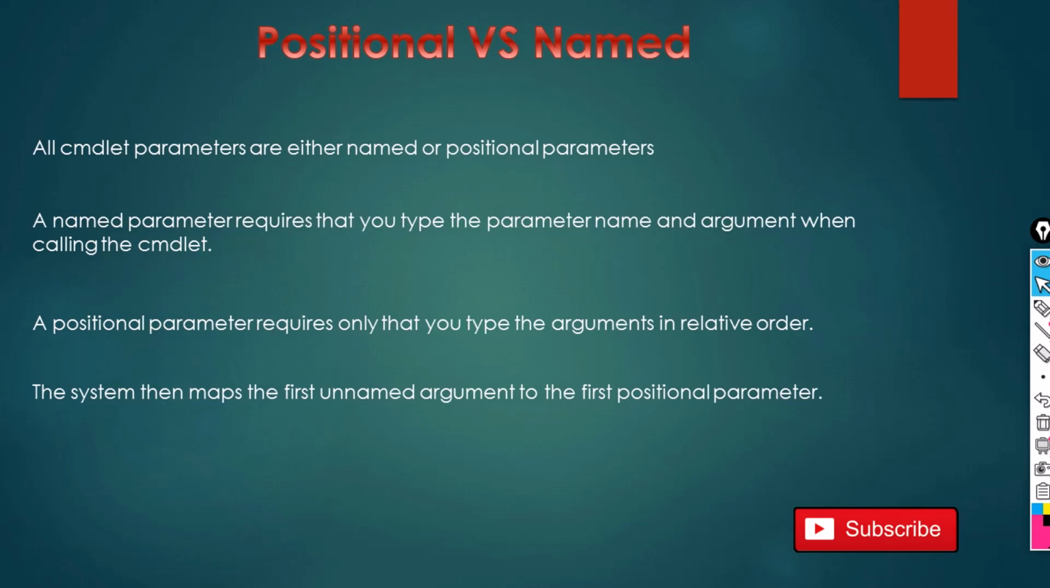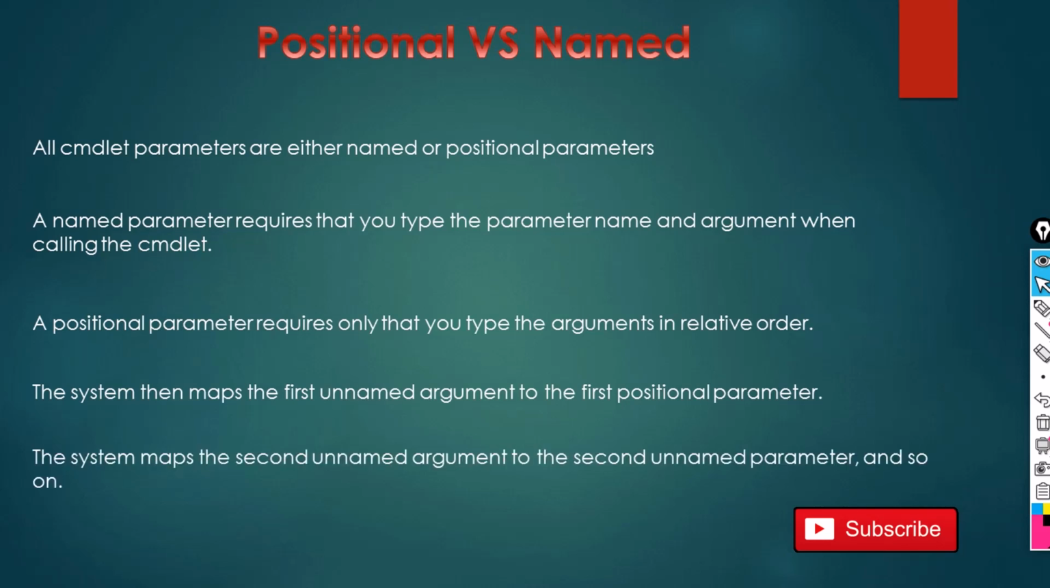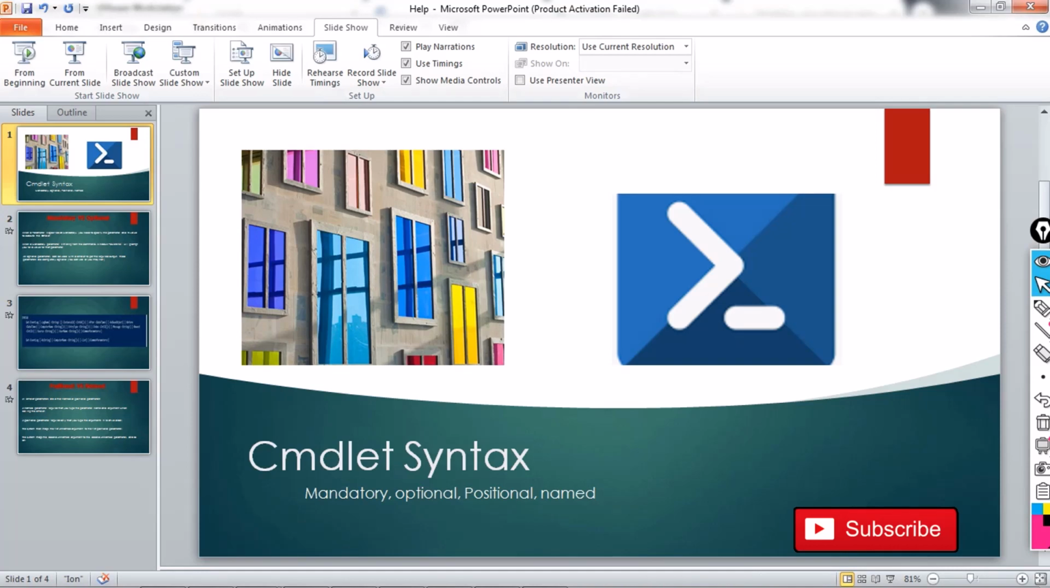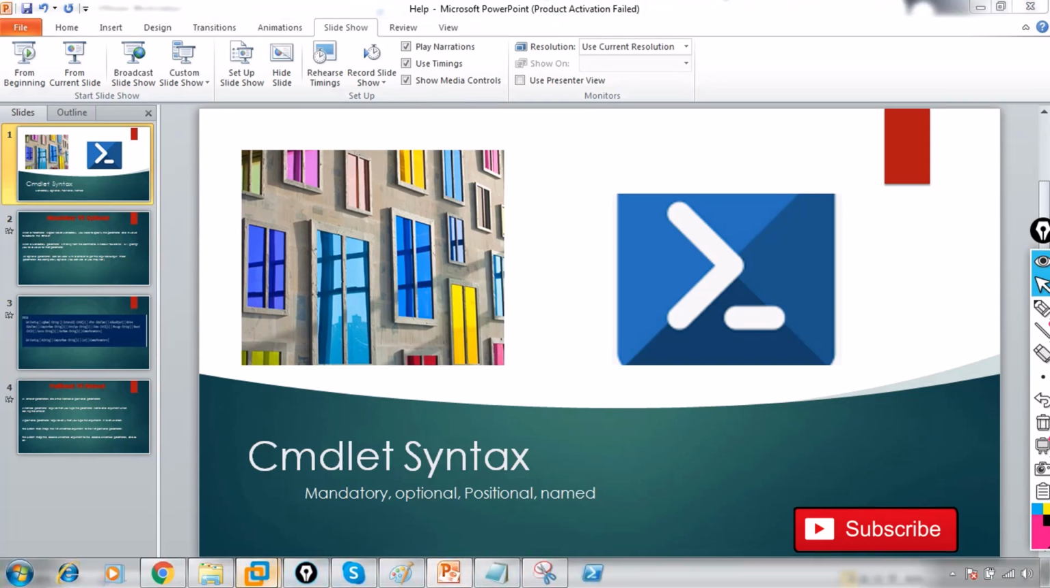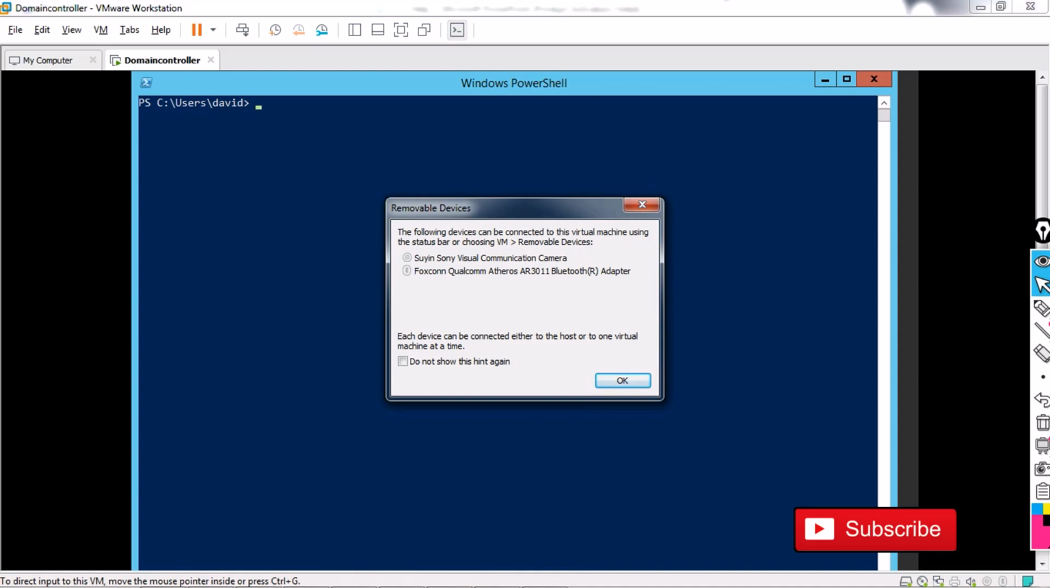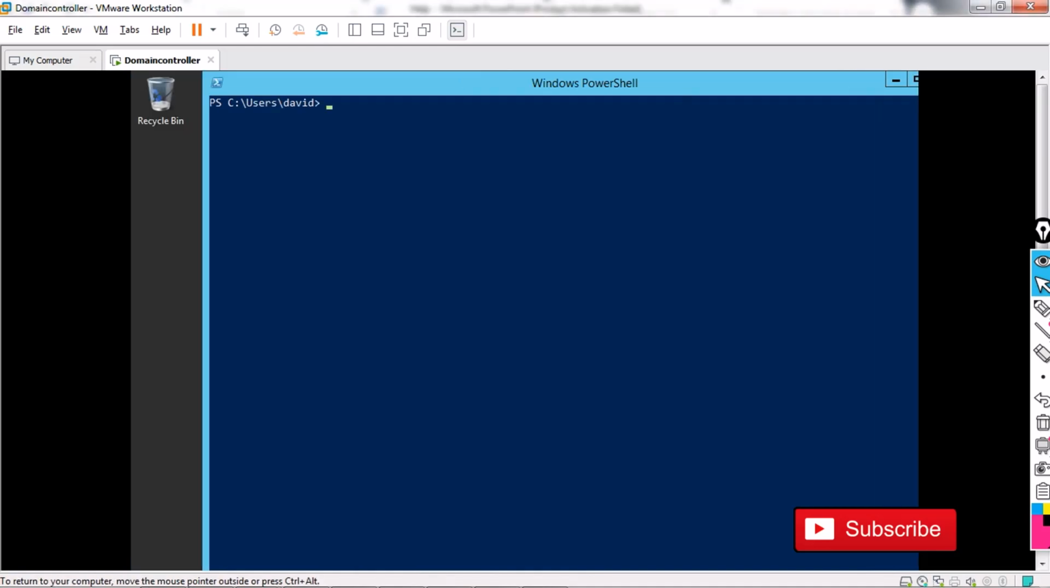The system maps the first unnamed argument to the first positional parameter, the second argument to the second positional parameter, and so on. So let's clear this confusion and understand what a named parameter and a positional parameter is. Let's start with mandatory and optional first.